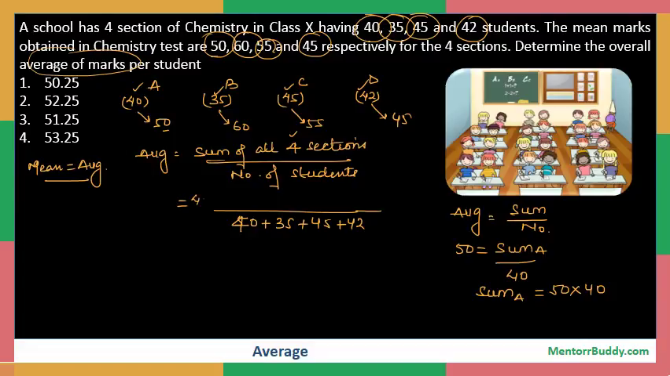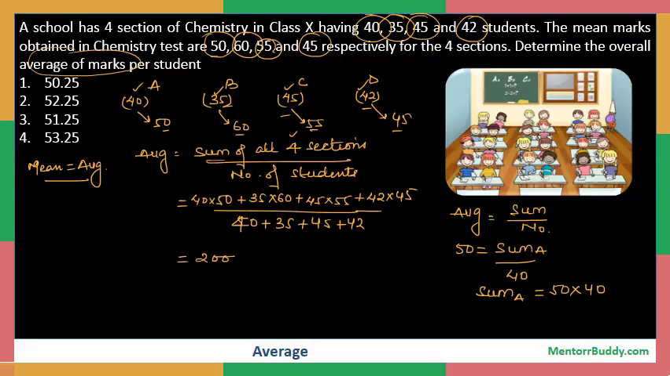So if I write it as 40 into 50, that is marks for A, plus 35 into 60, that is for B. Similarly, 45 multiplied by 55, this is for C, and the last one, that is D, 42 and 45. So this is going to give me the final value for the marks obtained by all the four sections together. So let me do the quick calculation.